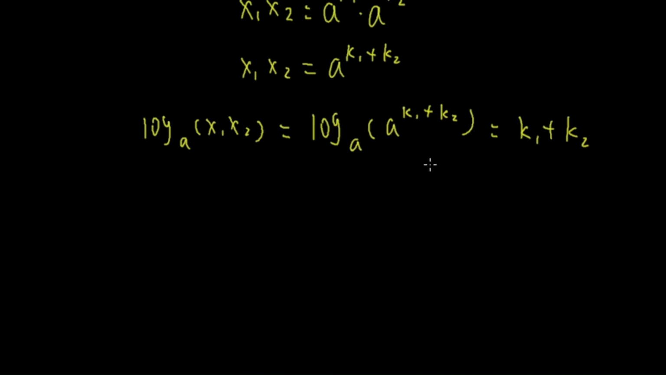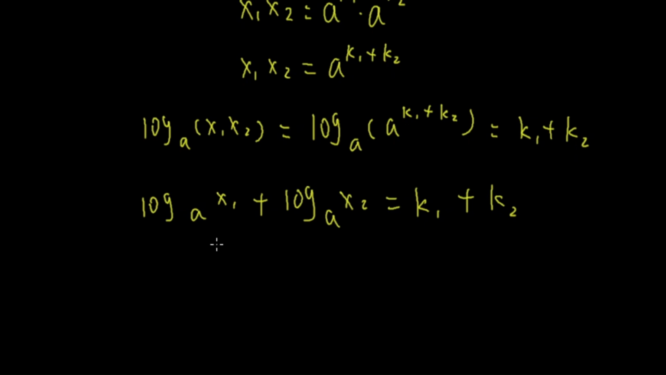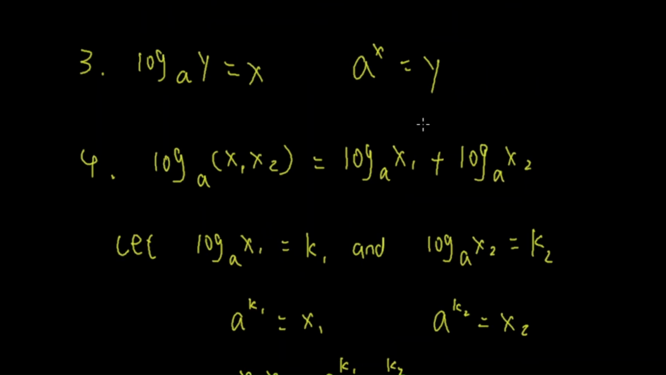So we can say that log x sub 1 plus log x sub 2 to the base a is equal to k sub 1 plus k sub 2. Okay, so this side is equal to k sub 1 plus k sub 2, and this one equals k sub 1 plus k sub 2. That means these two sides are equal, exactly what we're trying to prove here.